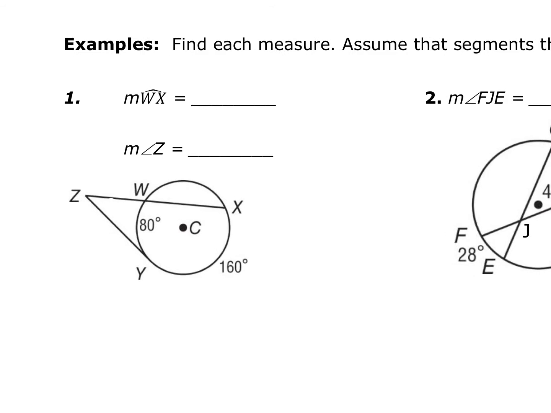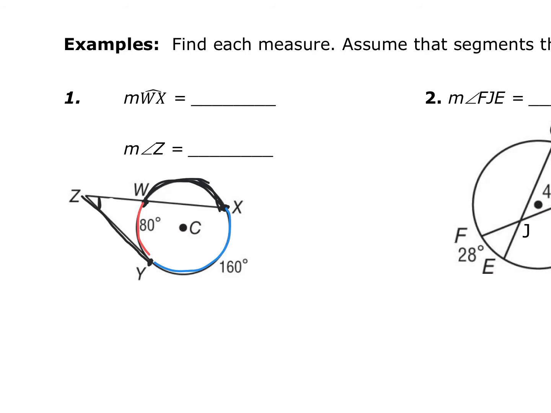We want to find arc WX, and we want to find the measure of angle Z. All right, so first of all, we have a tangent here that goes out this way. We also have a secant that goes through our circle twice, and so we've got these 3 intersections. So we're going to have 3 arcs on here. One of them is 80 degrees. One of them is 160 degrees. And then we have the rest of the circle.